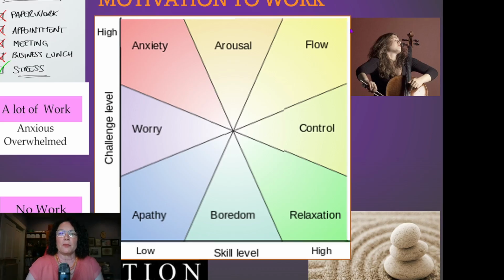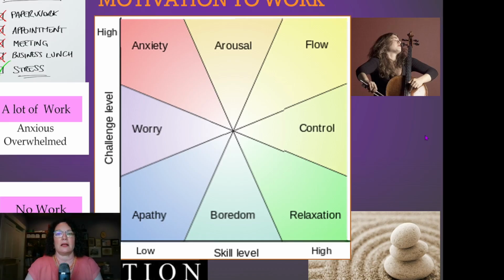Up here in the top right-hand corner, you have a person who is engaging in an activity that is high skill level and high challenge level. So it takes a lot of skill to accomplish it, and a lot of people fail when trying to do this task. When a person's engaged in an activity like that and they're doing it well, they're showing their skill and they're rising to the challenge, they may enter a state of mind called flow.